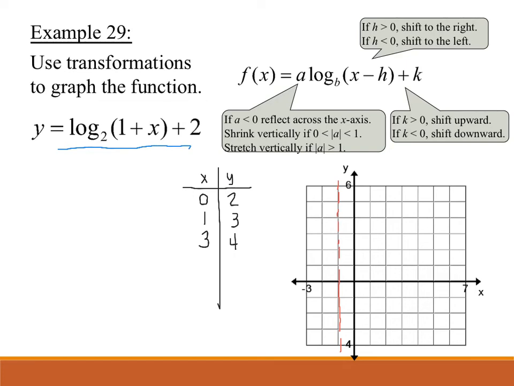So when we look at this, we are going to plot the point at 0, 2. So at 0, we are at 2. At 1, we're at 3. At 3, we're at 4. And so this function looks approximately like this.